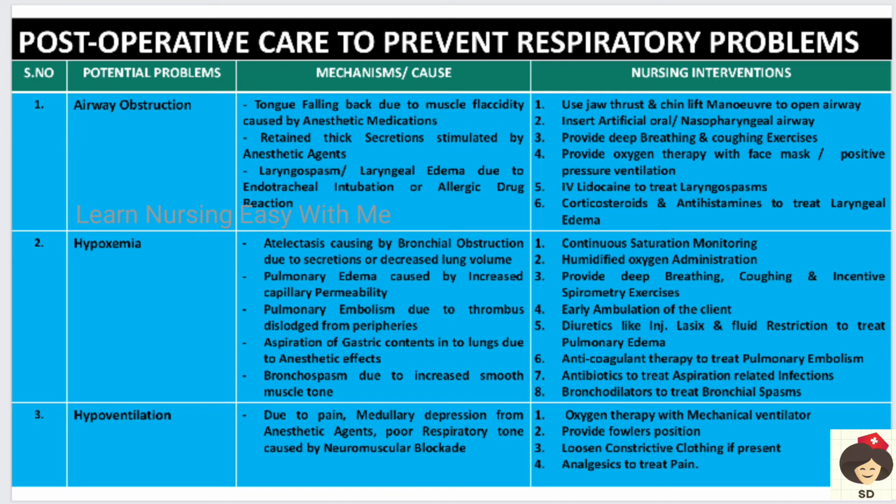And hypoventilation. This may be because of pain and anxiety; the patient may fear to take deep breaths, so there can be decreased ventilation, and medullary depression. This is because of opioid and analgesic anesthetic effects. The person's medulla oblongata will depress, and the medulla oblongata is the center for triggering respiration. Because of that, ventilation will be poor, and also neuromuscular blockade can cause decreased respiration.